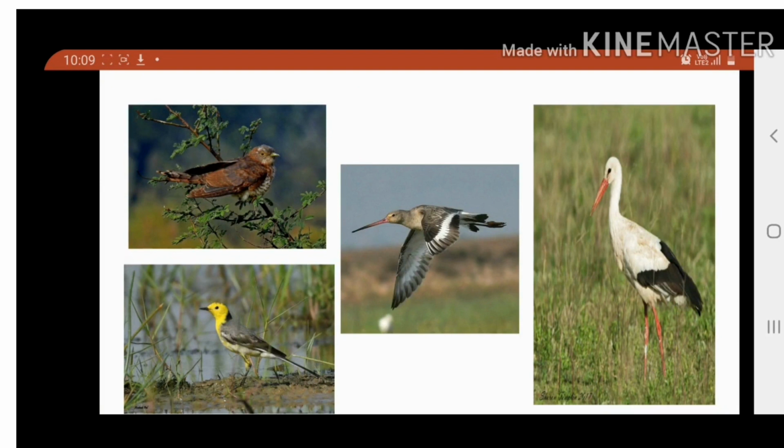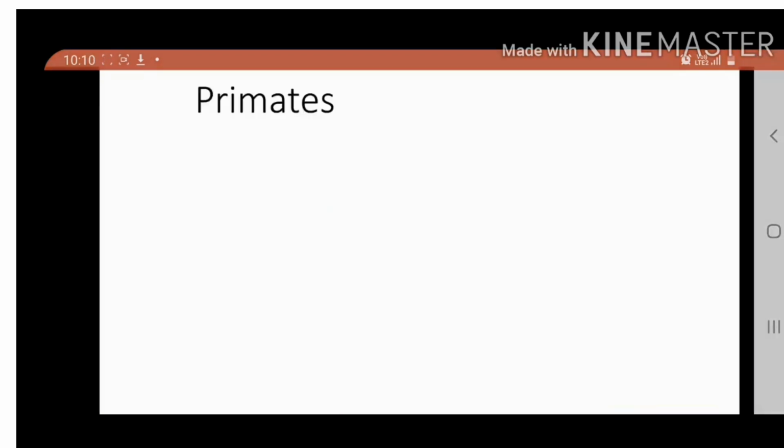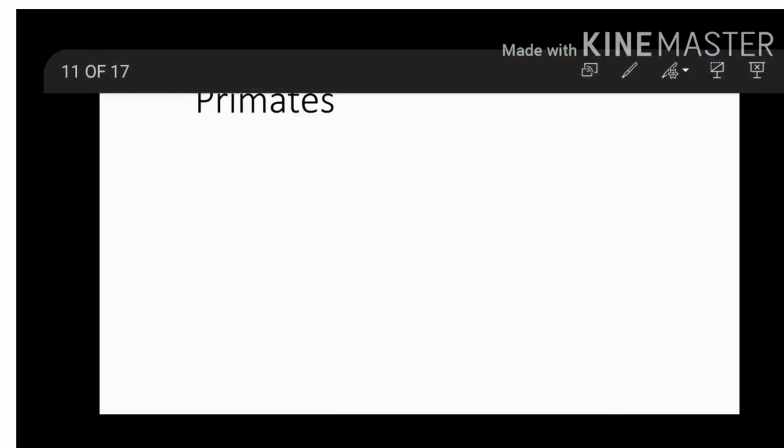The females of mammals exhibit some cyclic changes during their reproductive phases. On the basis of those changes occurring in reproductive phases, they are divided into primates and non-primates. Let's see what the primates are.